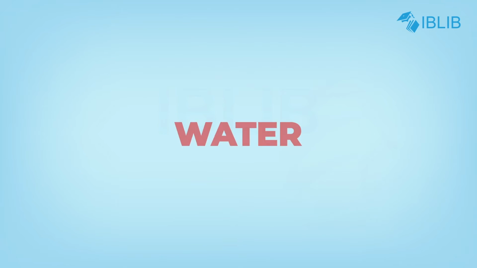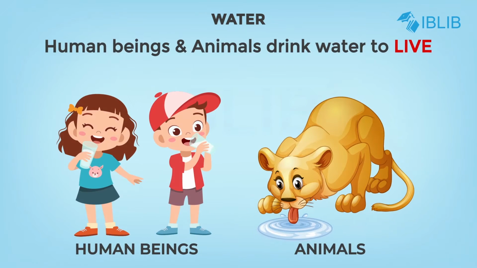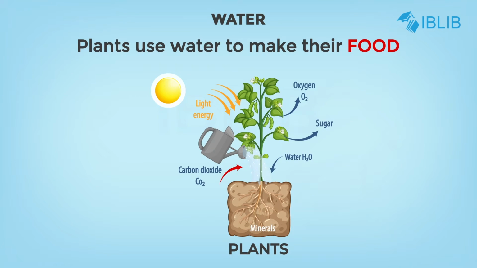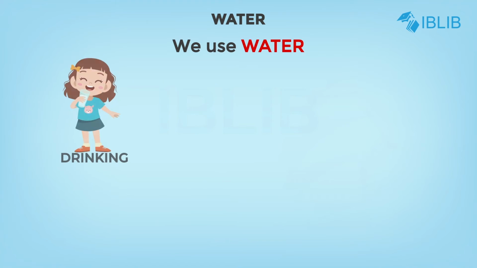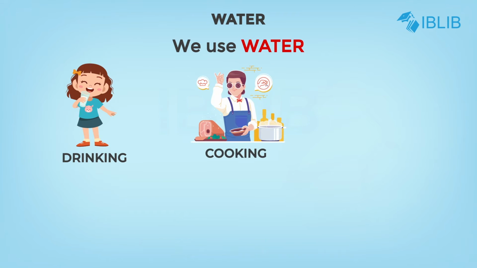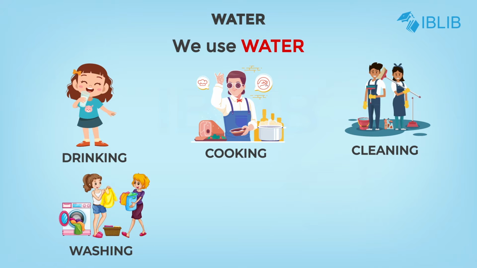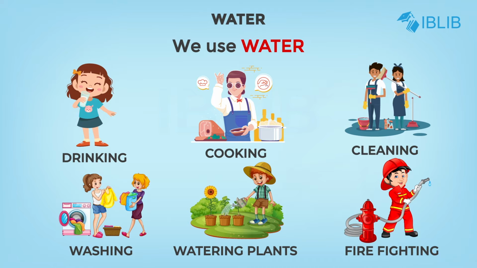Water. Water is important for all living things. Human beings and animals drink water to live, while plants use water to make their own food. We use water for drinking, cooking, cleaning, washing, watering plants, firefighting, etc.